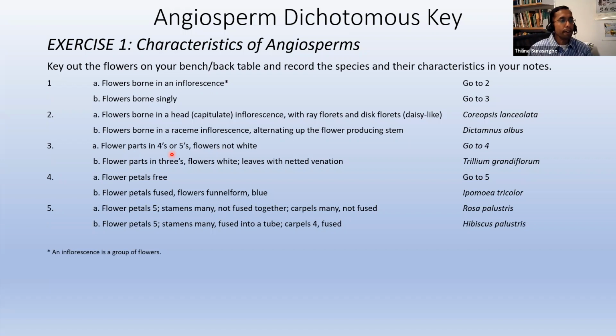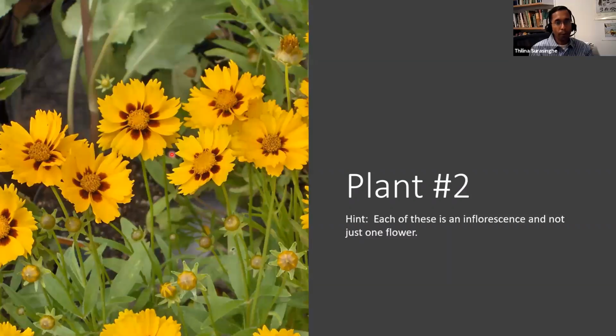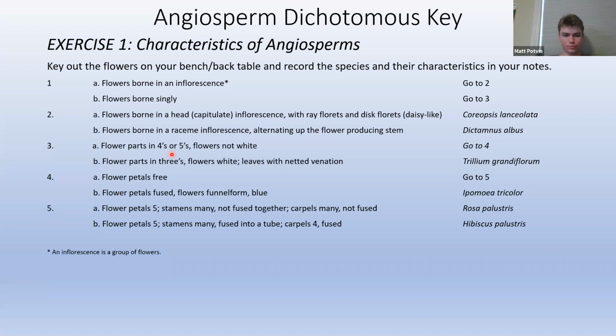Flower parts in 4s and 5s. Flower not white. Flower parts in threes. Flowers white, leaves with netted venation. What do you guys think? Is it 4 or is it trillium? Go to 4. That's correct, Matt. We'll go to 4, and the 4 is flower petals free, flower petals fused. Well, obviously, what do you think? B. That's correct. Petals are fused.